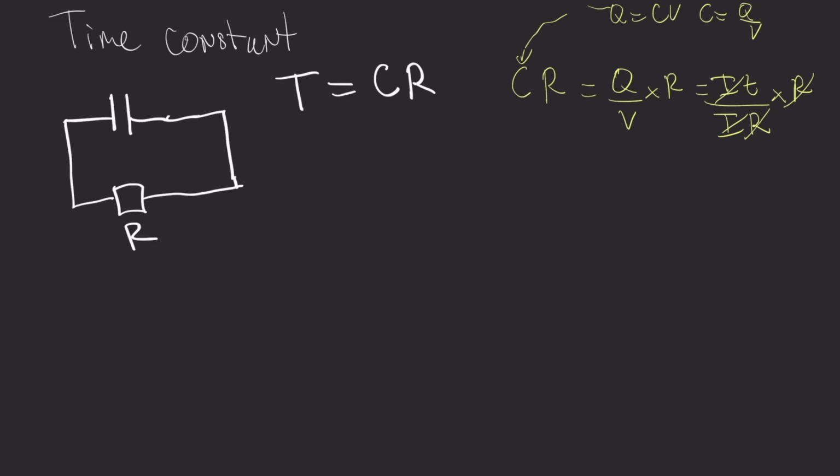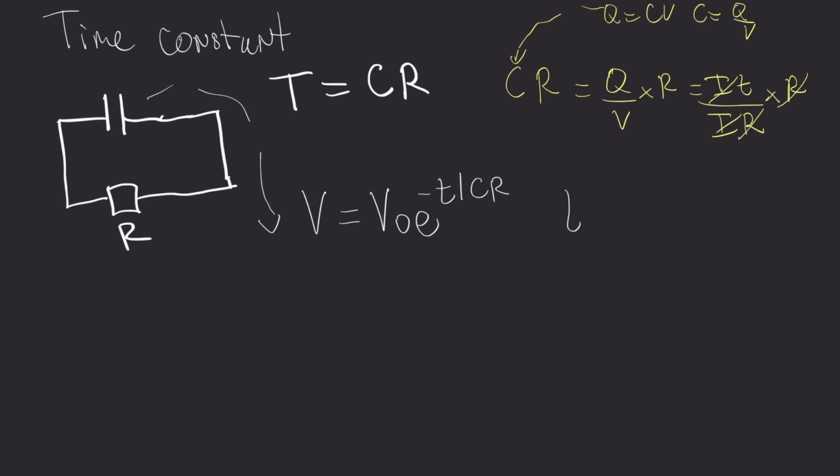What time are we actually talking about? Well, the equation which governs the discharge of this capacitor and the voltage across it is given by V is equal to V naught e to the minus T over CR. So, let's say that T is equal to CR, then we're going to get that V is equal to V naught e to the minus CR over CR.